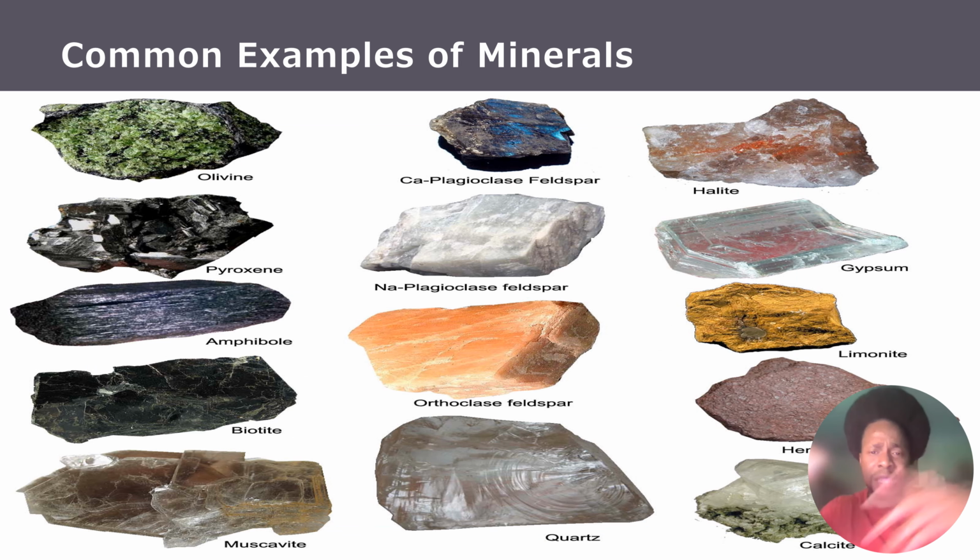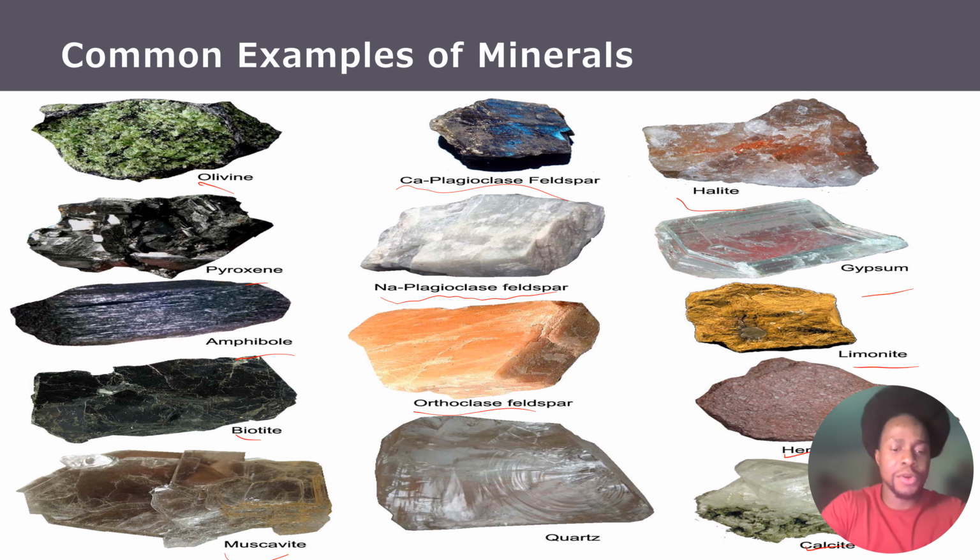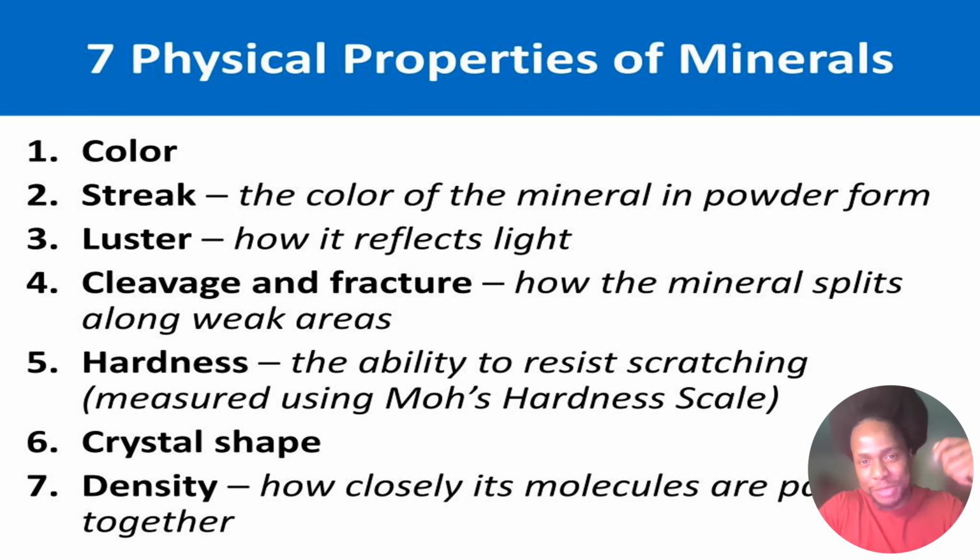All right, here are common examples of some minerals: olivine, pyroxene, amphibole, biotite, plagioclase, feldspar, calcium feldspar, potassium feldspar, halite, gypsum, limonite, hematite, calcite, muscovite, and the rest. You're gonna get used to these names as we get deeper and deeper into this week's content. But I just wanted to mention a few names so you know how they are pronounced and you start getting used to some of these names.